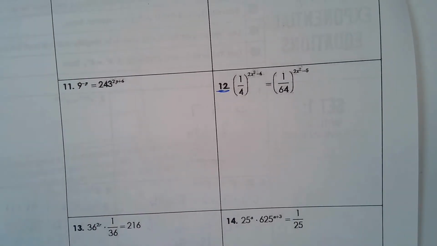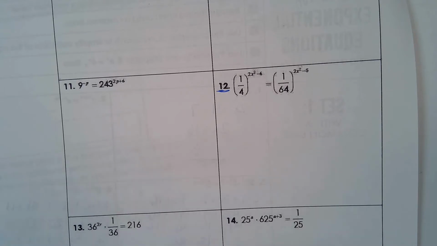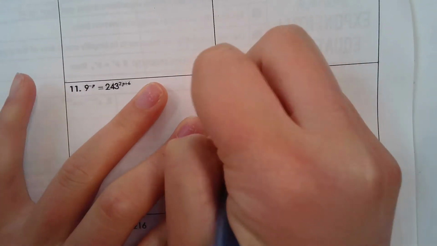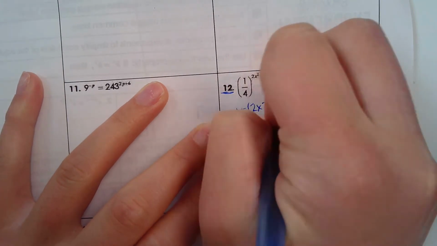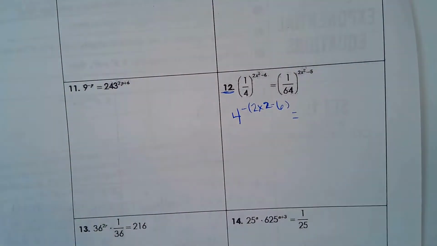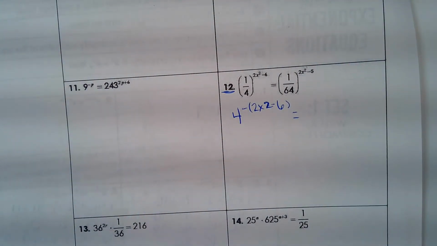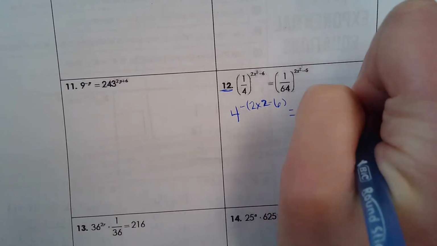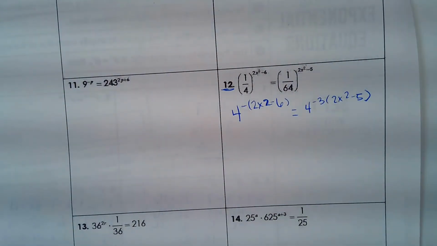Any thoughts what our base maybe should be, just looking at what we've got going on? I want it to be 4. That just seems like that might be easier. Since they're both fractions, we know it's going to be negative whatever. So for the first one, it would be negative 1, right? So we can go ahead and write that. It would be 4 to the negative 2x squared minus 6. And then for the other one, 4 to what power would give us 64? Yeah, negative 3 for that 1 over 64. So we'll say 4 to the negative 3 times x squared minus 5. Are we good with all that?